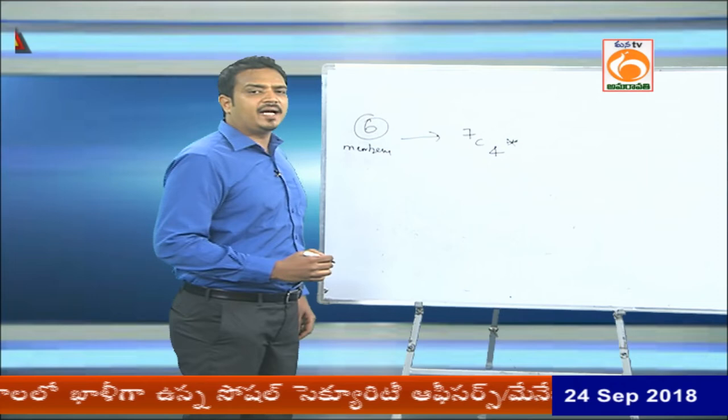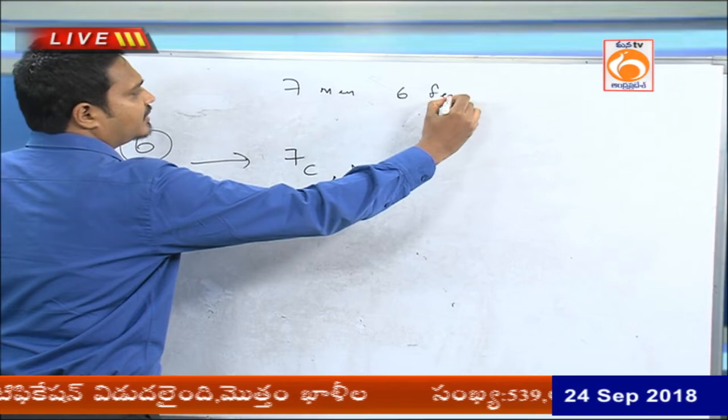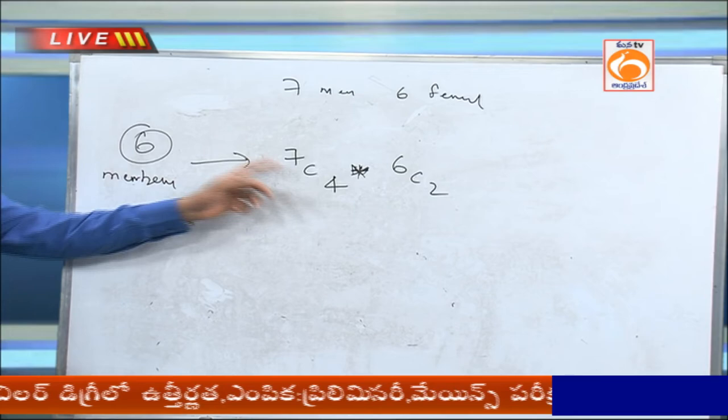So we have totally 7 men, and how many females are there? Ladies are here, it is going to be 6 females, correct? 6 females. So ee 7 members lo 4 members ni teeskuntanu, and then ee 6 members lo 2 members ni teeskuntanu. That's it, this is going to be the answer.